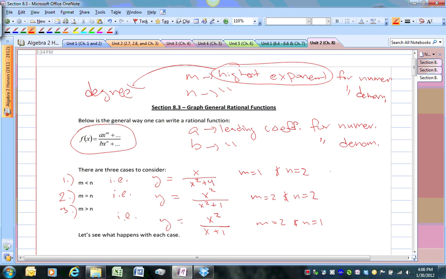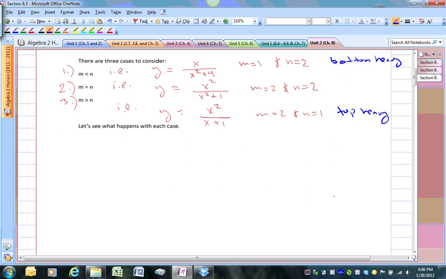The first case I like to call bottom heavy. That's because the bottom of the fraction has a higher exponent, or a higher degree, than the top function. The third case I like to call top heavy because the numerator has a higher degree than the denominator. And I don't really have a special name for the second case, just when the degrees are the same. Now let's see what happens with each case.